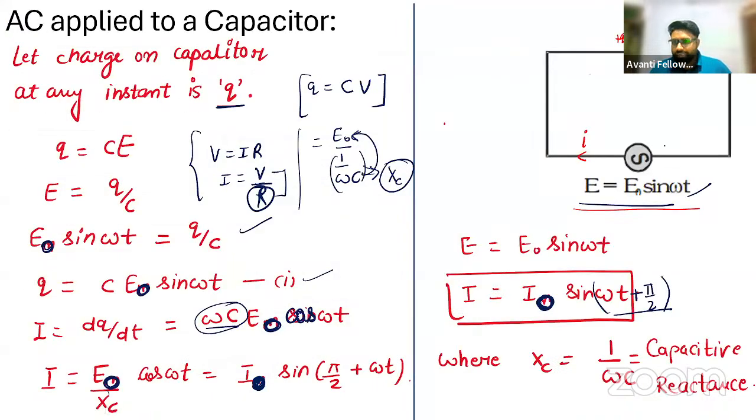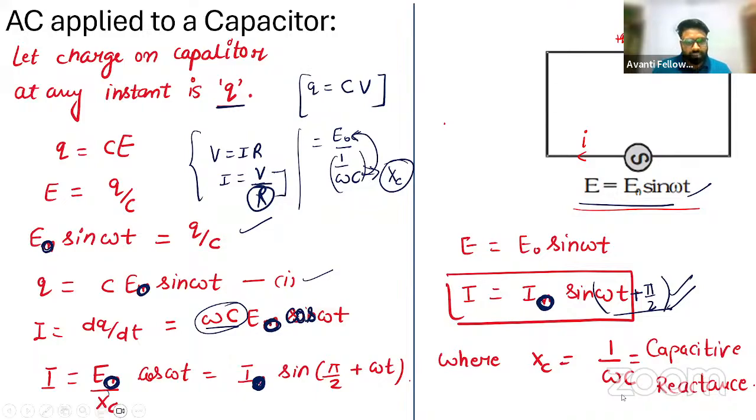So what is current doing here? It is leading with an angle of pi by 2, which means whatever value current will achieve at a particular instant of time, the same value will be achieved by this potential difference or the alternating voltage after a pi by 2 radian angle. Okay.